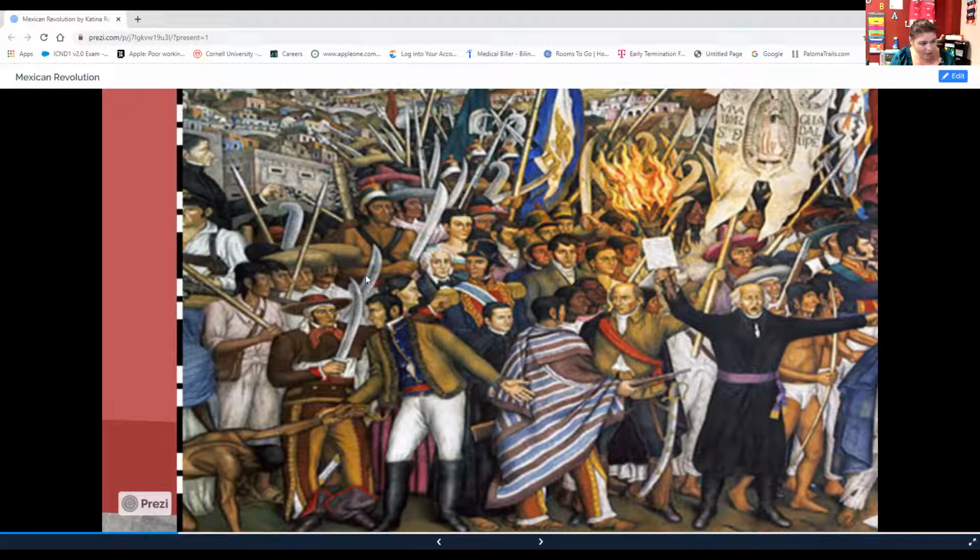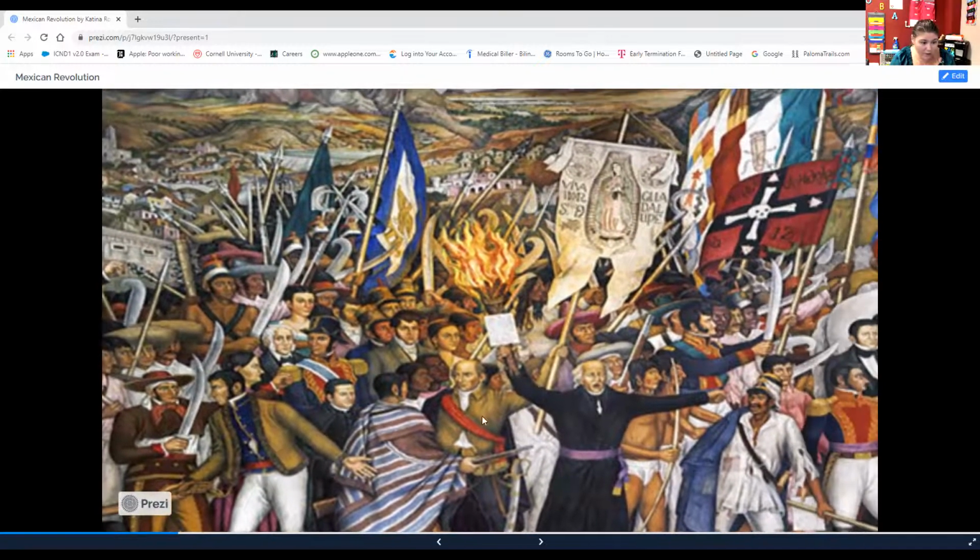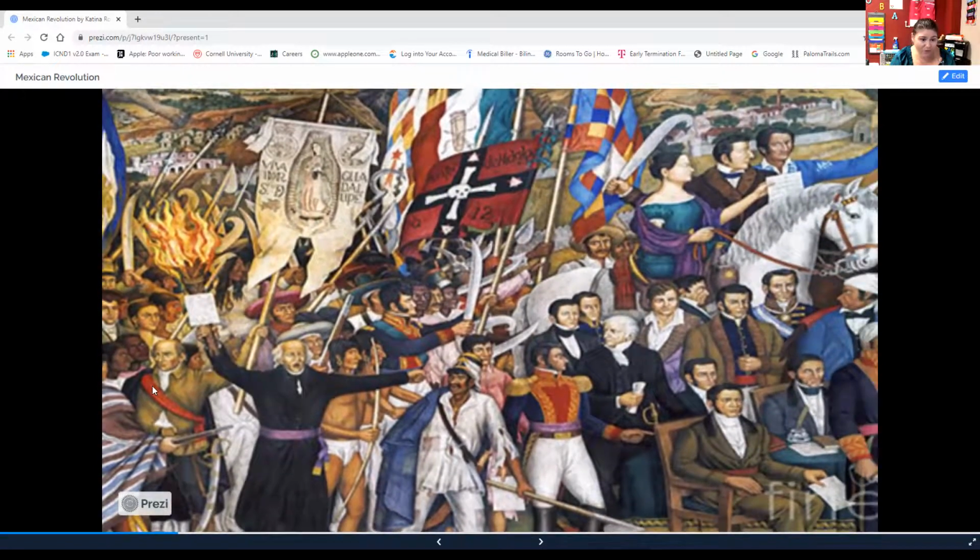So you can see right here, these would be our mestizos. Here we have a native. We have people of upper class, as you can tell by what they're wearing. So this revolution really does start, and it involves a lot of people.